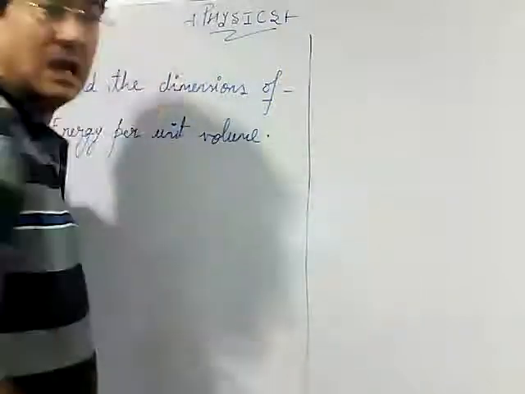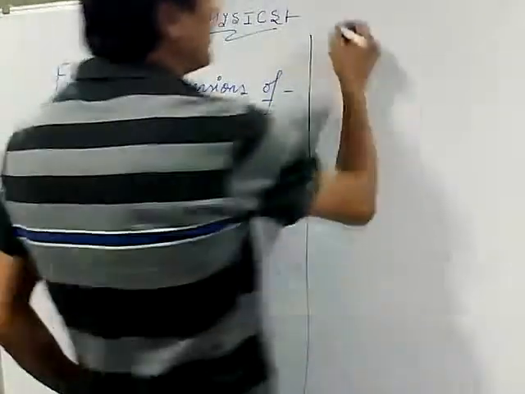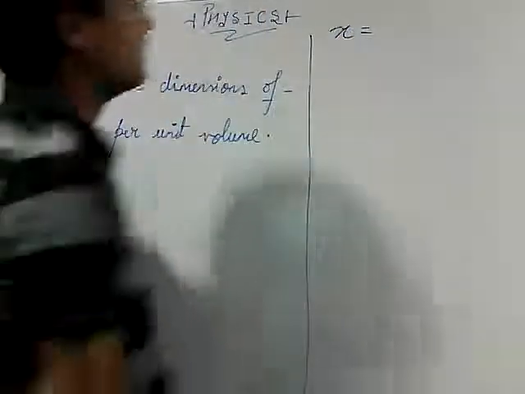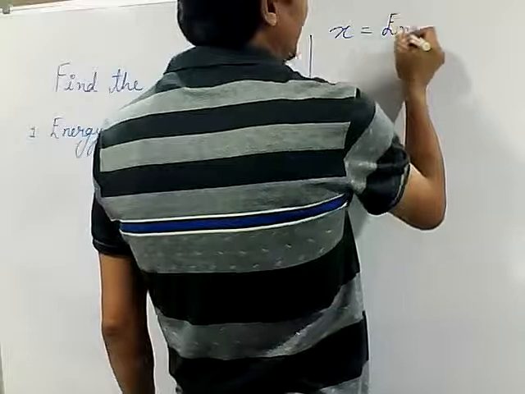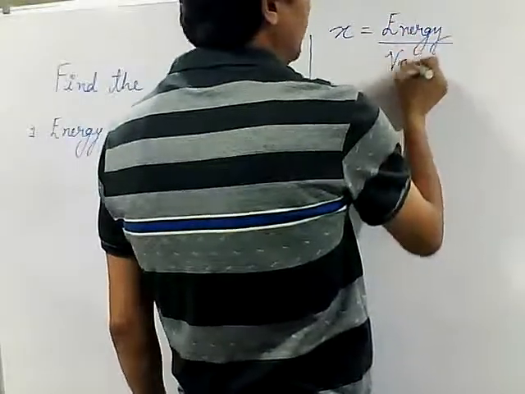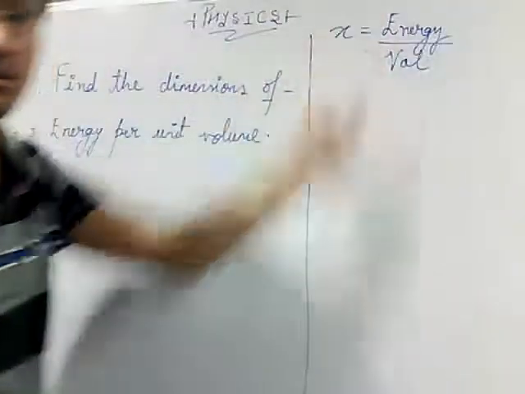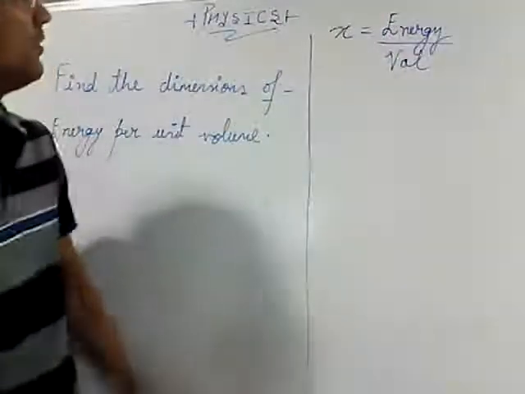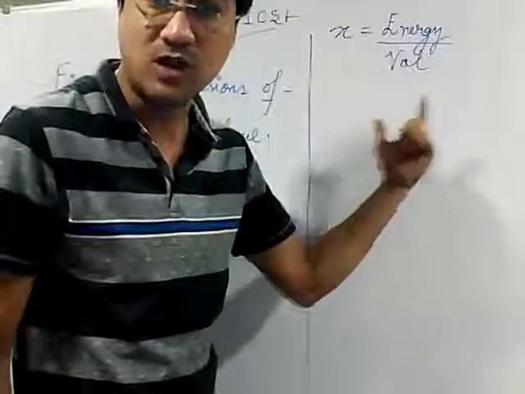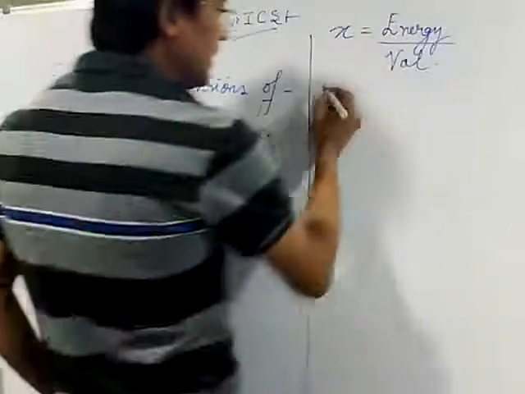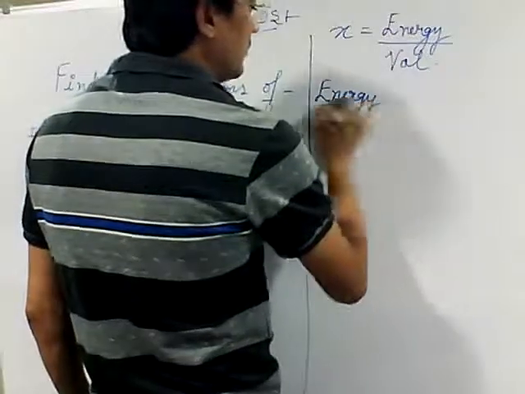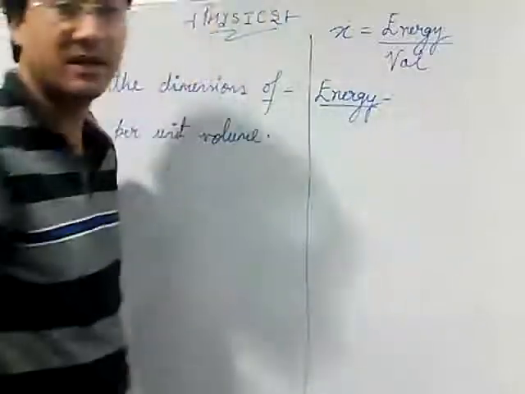Now, let it be a variable x which is related as energy per unit volume. Okay, energy per unit volume. And I need to find the dimensions of x. Chalo, let's go forward. What will be the dimensions of energy? We need to find out.